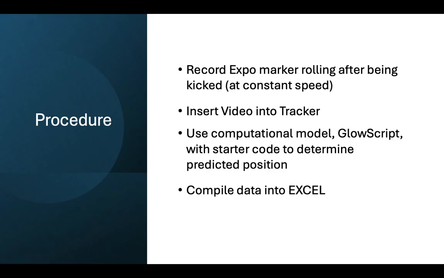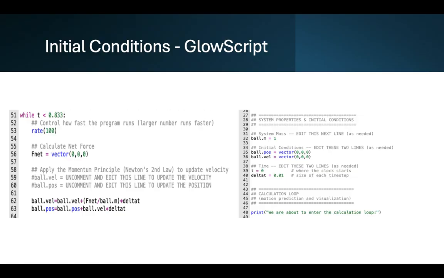Our procedure included recording the Expo marker rolling after being kicked at constant speed, inserting the video into Tracker, and using this data as well as a starter code to determine the predicted position using GlowScript, which is our computational model. And then we compiled this data into Excel to compare our results.